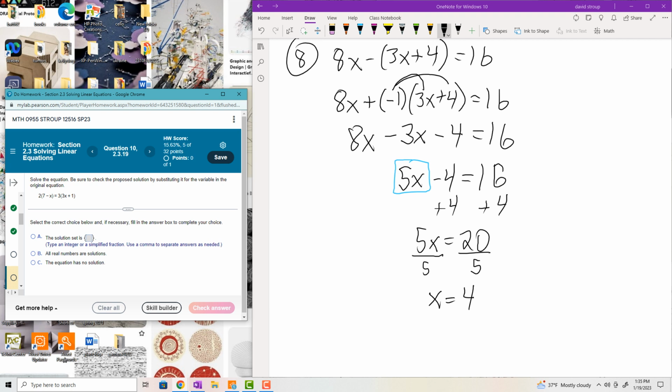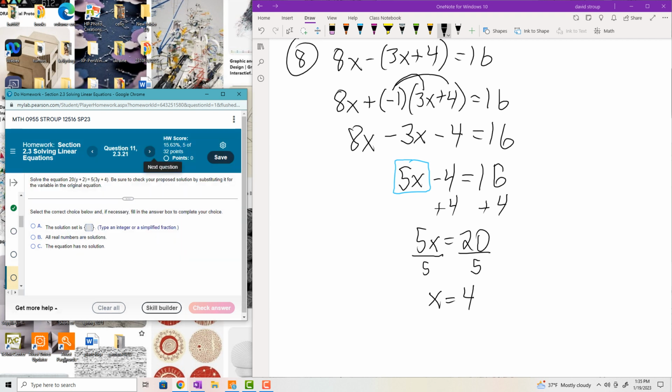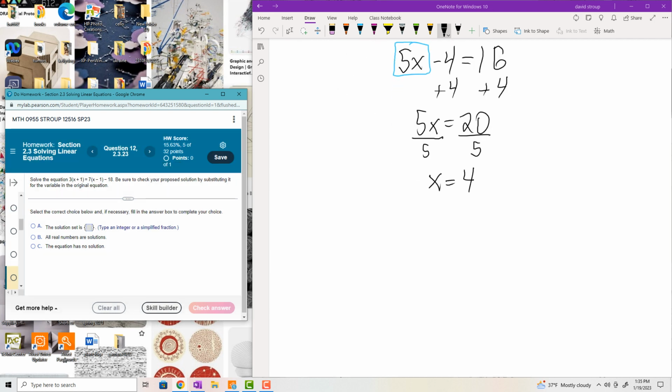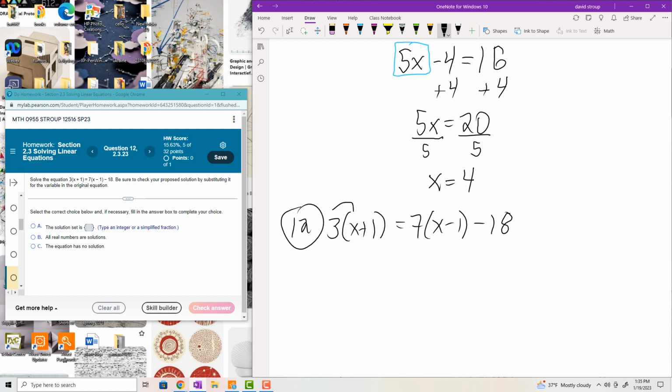Problem 10, we have distributions on both sides of the equation. There's another one of those. Let's go ahead and try number 12. Okay, so number 12, we have 3 times (x plus 1) equals 7 times (x minus 1) minus 18. So on both the left and the right side, you're going to be distributing this number first, and then you're going to, at least on the right, combine some like terms and then use your addition and multiplication properties. Okay, so first things first, I'm going to work on the left, distribute the 3.